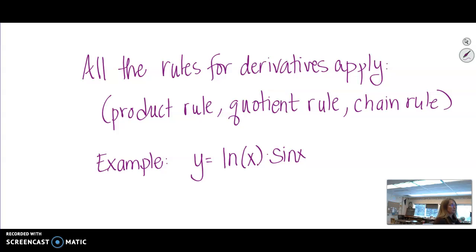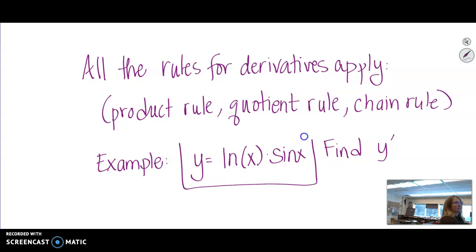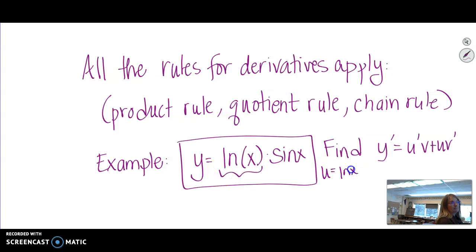So for example, let's find y prime for this function y equals ln of x times sine of x. Hopefully you recognize that this is a product, and so our y prime is going to be u prime v plus u v prime. My u will be the first factor here, which is ln of x, and then u prime, remember we just wrote this down, is 1 over x. And then for v, I have sine of x, and v prime is cosine of x.